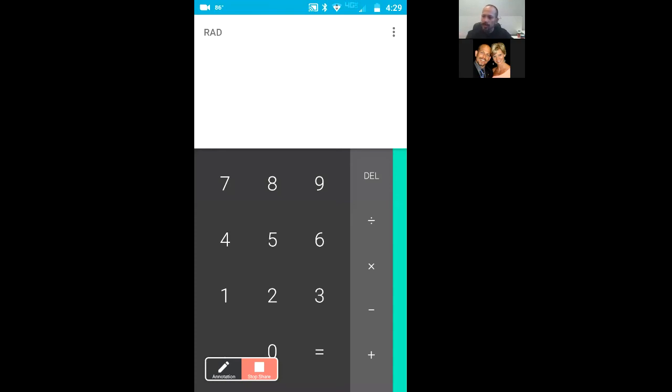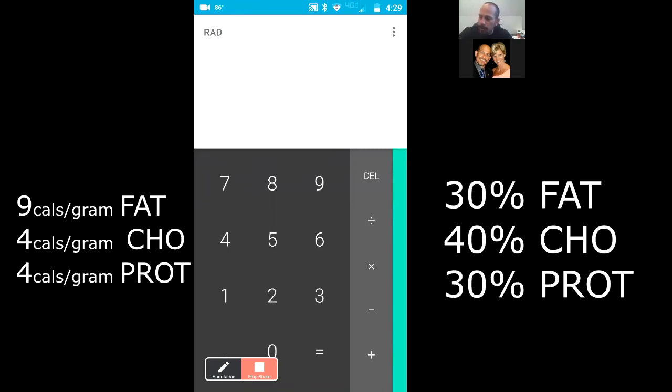Actually, let me pause for a second because I'm going to get back in. Okay, so now let's set up our next example of going off of just macronutrients and a 30-40-30, which would be 30% carbohydrates, I'm sorry, 40% carbohydrates, 30% protein, and 30% fat.